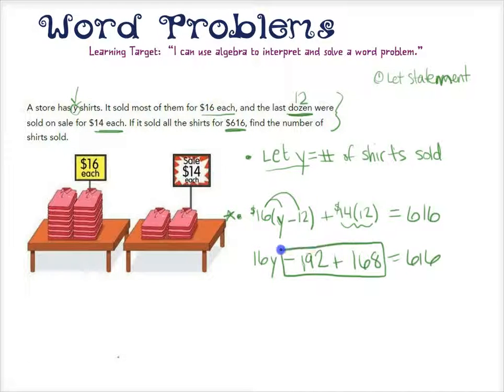So these two things can be combined. So I get 16y. The negative one's bigger, so I know it's going to stay negative. But I'm going to check this. I get 24. So negative 24 when you combine those.